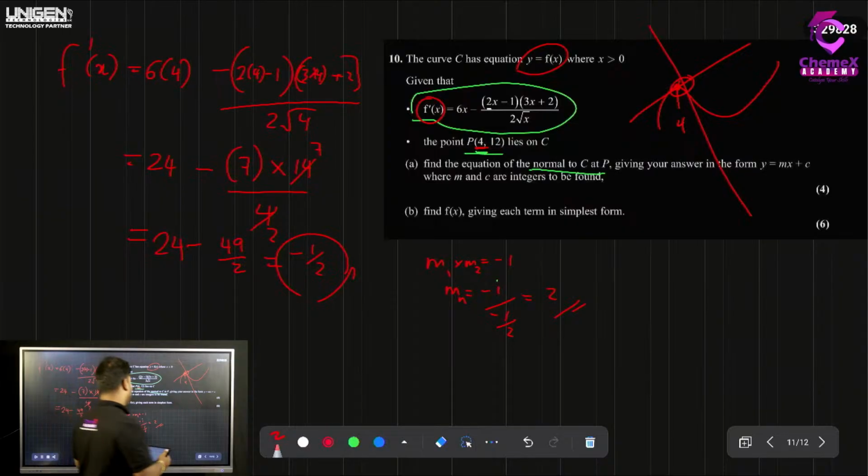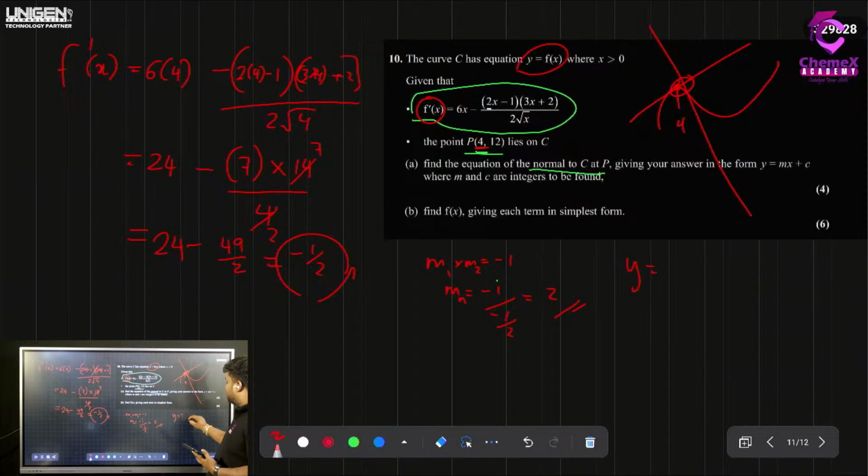Understood why it's 2? Okay. So then you can write y is equal to 2x plus c as the tangent equation. The tangent passes through the point P, so put P's coordinates in and find c. 12 is equal to 2 times 4 plus c.